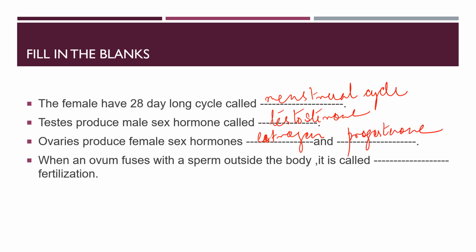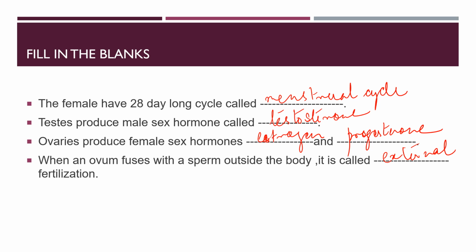Now when an ovum fuses with a sperm outside the body, what is it called when the process is happening outside the body? In humans and many animals it happens inside the body, whereas in many animals it occurs outside the body. So this fusion of ovum and sperm outside the body is called external fertilization. As it is occurring outside the body, it is called external fertilization.